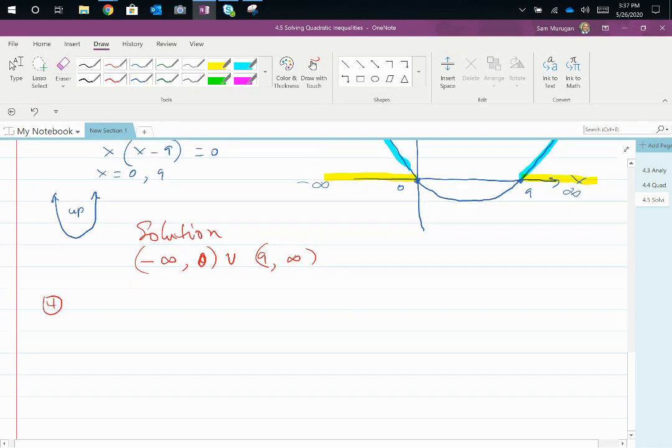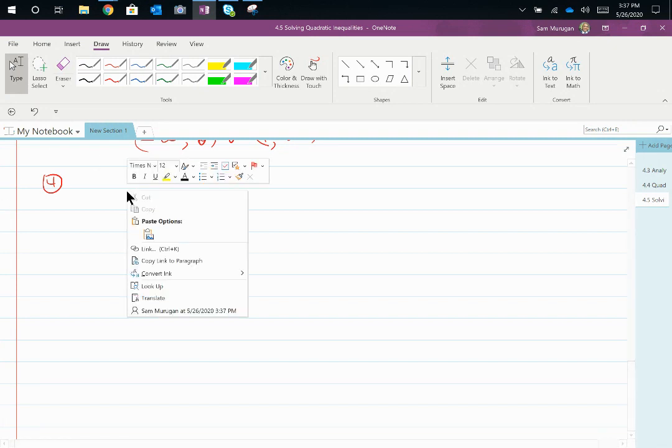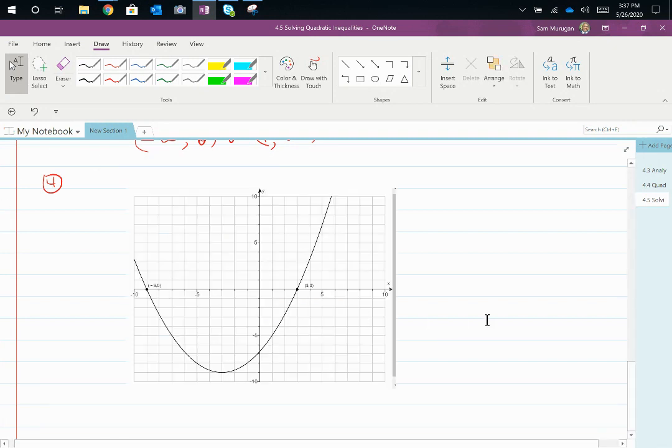Sometimes you're given a graph and you're asked to solve a problem. So here let me copy and paste the graph here. This question is two parts. Part A is asking about f of x is greater than 0. So again, it's asking about the part that is above the x-axis from negative infinity to negative 9. So the solution is negative infinity to negative 9, greater than, not greater than or equal to, so parenthesis, and then from 3 to infinity.